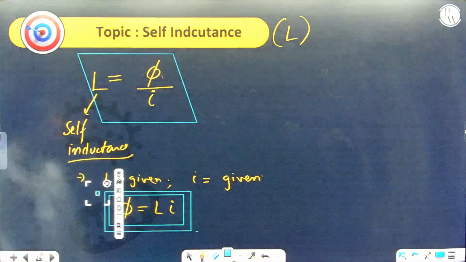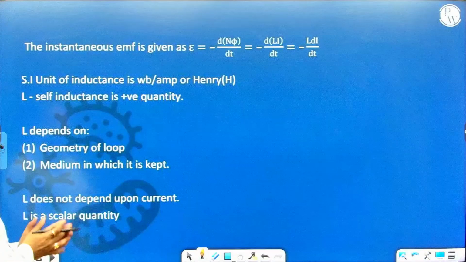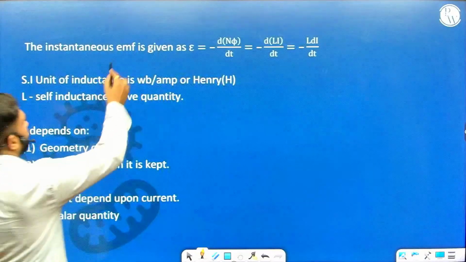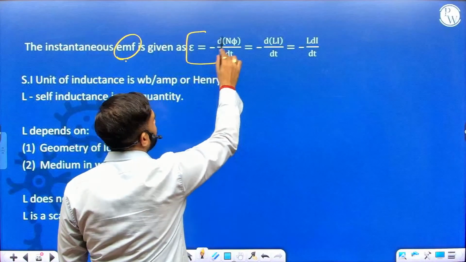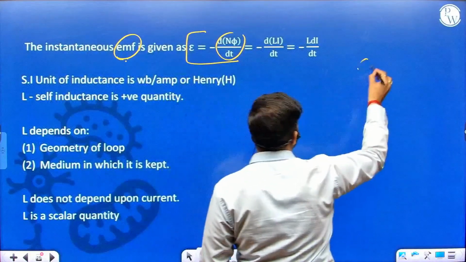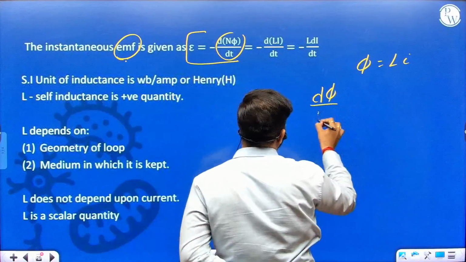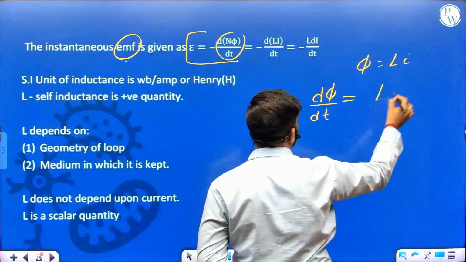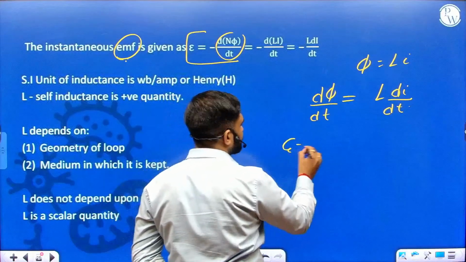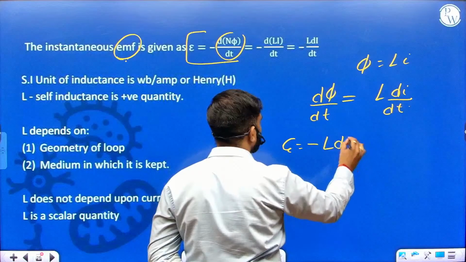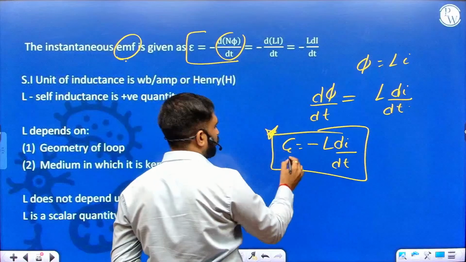Okay, so let's proceed and look at some important terms. Instantaneous EMF induced in this coil we can easily write using dφ/dt. Now I know that φ is Li, correct? So dφ/dt will be L di/dt. So the induced EMF is minus dφ/dt, so it is minus L di/dt. This is a very important formula.